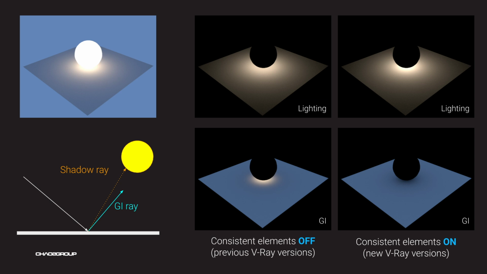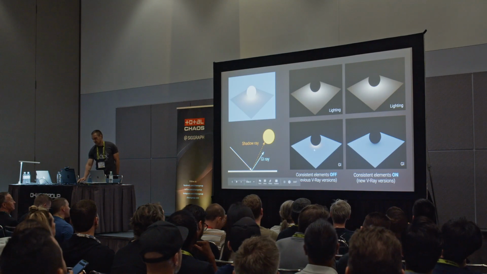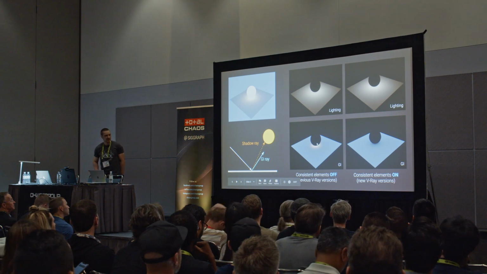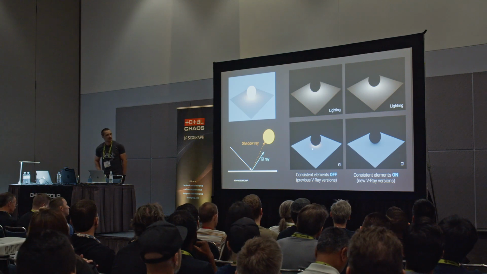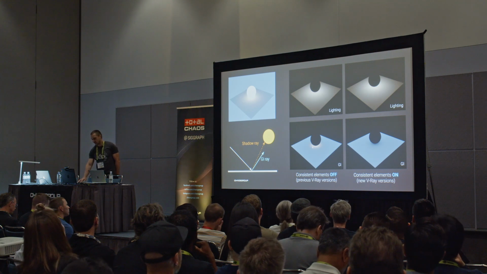And in older versions of VRay, we used to split the lighting and GI render elements based on these different types of rays, which led to this weird effect of the light source leaking a little bit into the GI render element. And at some point, it was not really desirable. So we had to change this.